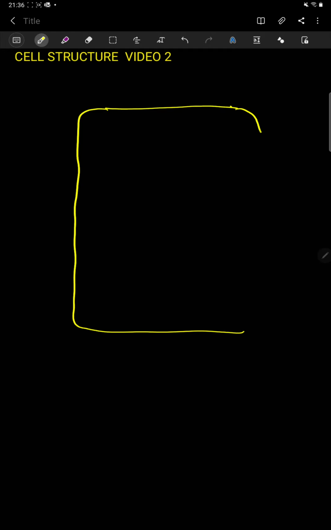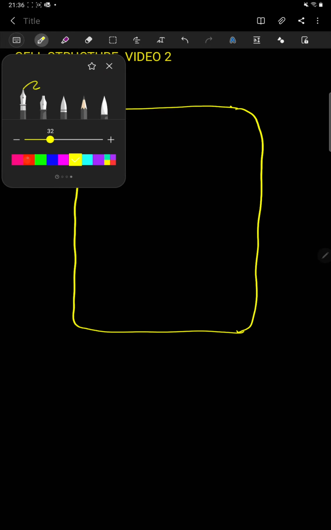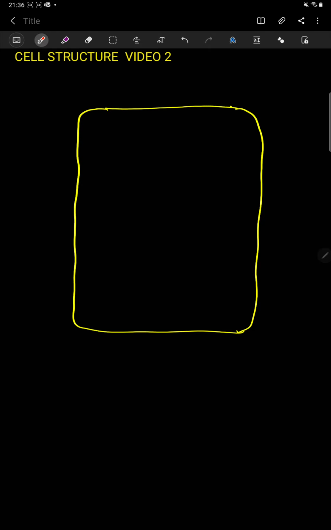So this is your plasma membrane of the plant cell, and of course we know that the plant cell contains a cell wall. So I am going to draw a cell wall outside this plasma membrane. Sometimes the secondary cell wall is also there. When we talk about the secondary cell wall, it will be deposited just below the plasma membrane.